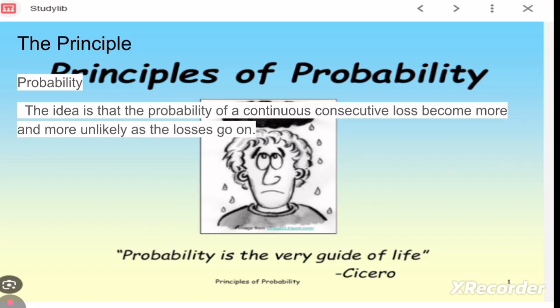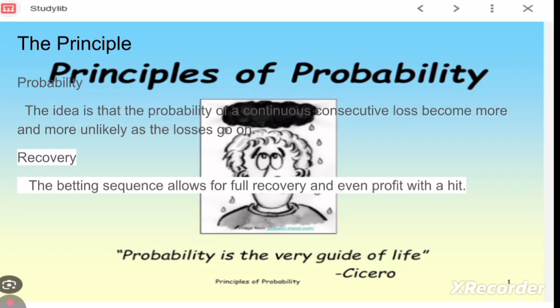You've lost. The principle that's involved with a lot of the negative progressions is the idea that if you just keep betting long enough, you'll eventually win because the probability of consecutive losses as the losses mount tends to get smaller as time goes on. The nice thing about this strategy in particular is that once you do hit your dozen or your column numbers, you not only get full recovery, that means your bankroll goes right back to where it started, you'll actually end up with some profit on top of that as well.